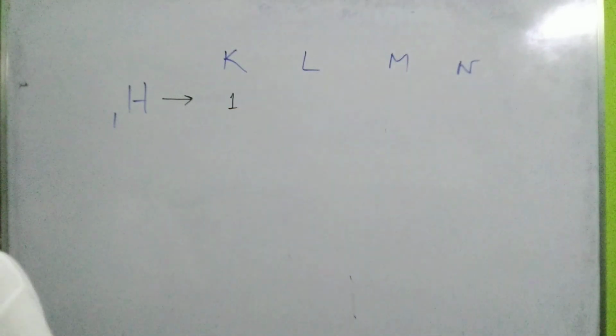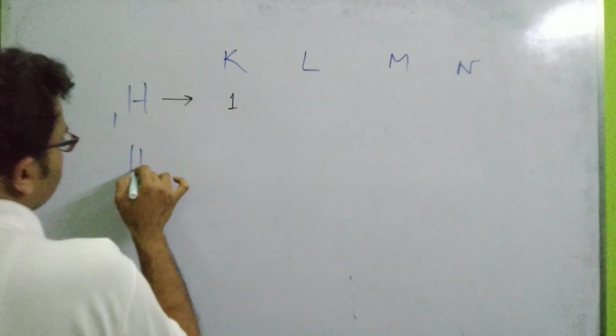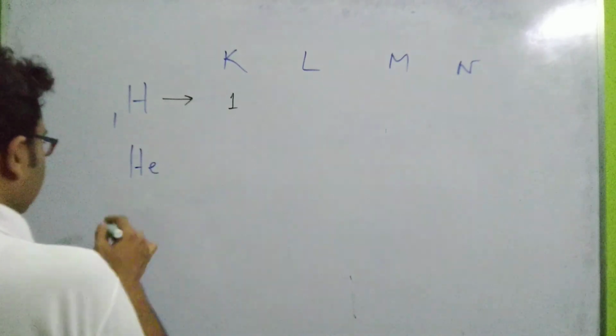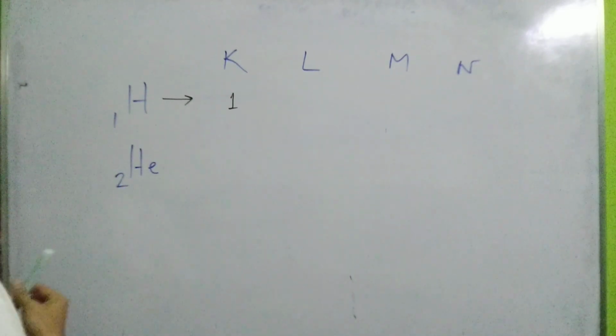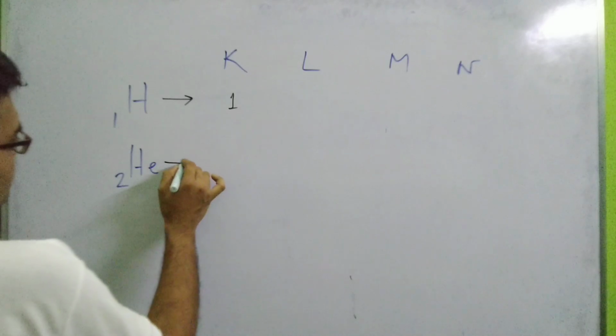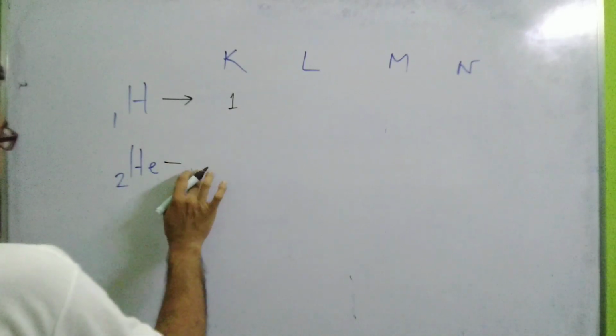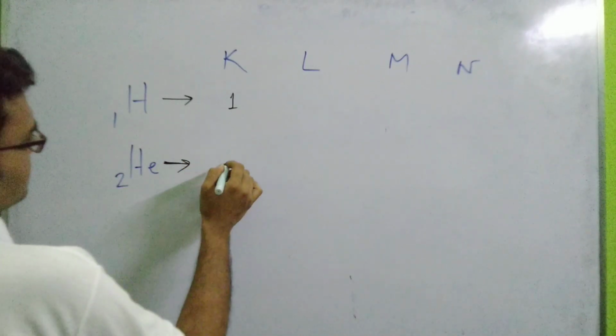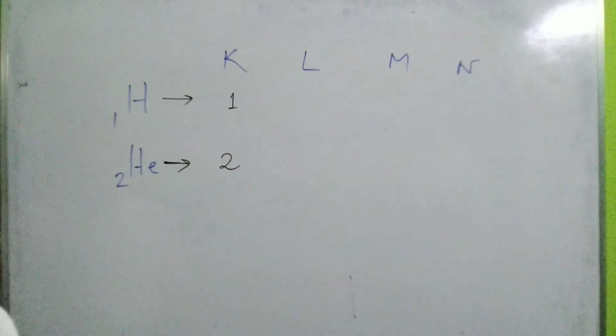Likewise, if I consider the second element, helium, helium has an atomic number of 2. So it has 2 electrons. The first shell can accommodate a maximum of 2 electrons. So there are 2 electrons only, so just put them in the first shell.